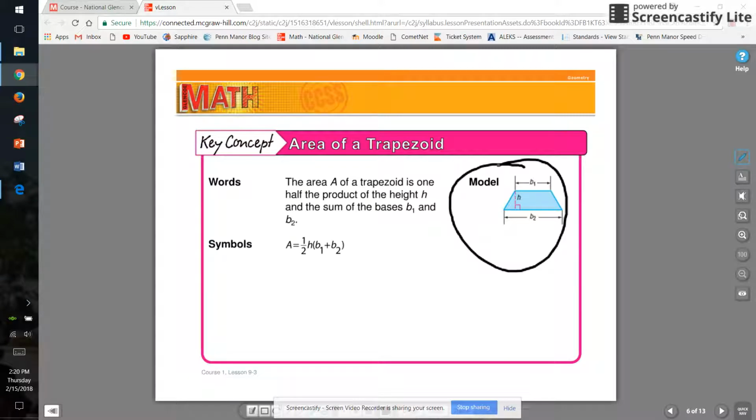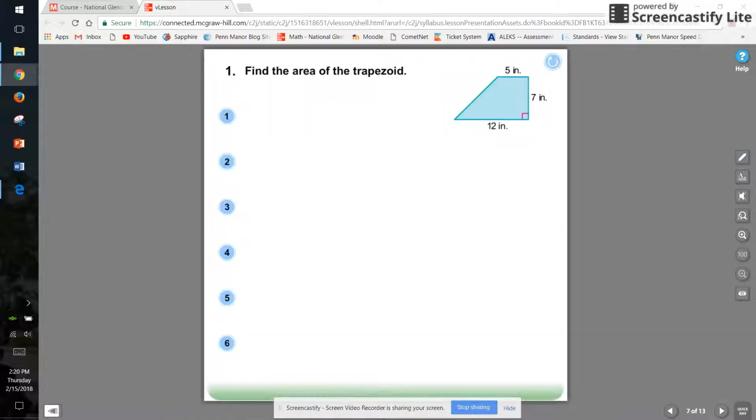And if you look at our model, B1 and B2 are our parallel lines. This is what we're going to talk about today. We're going to talk about a formula that helps us find the area of trapezoids and also a formula that helps us to find the height of a trapezoid. So let's take this one on.